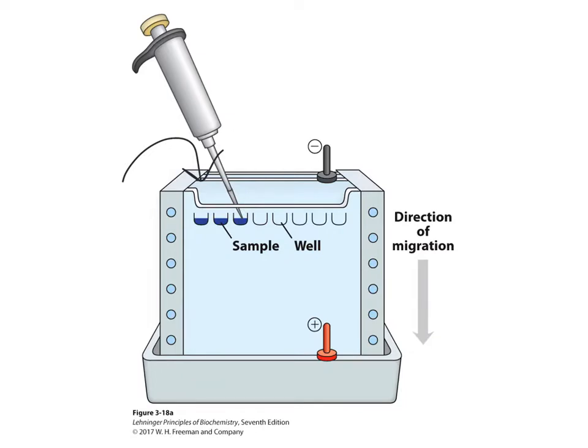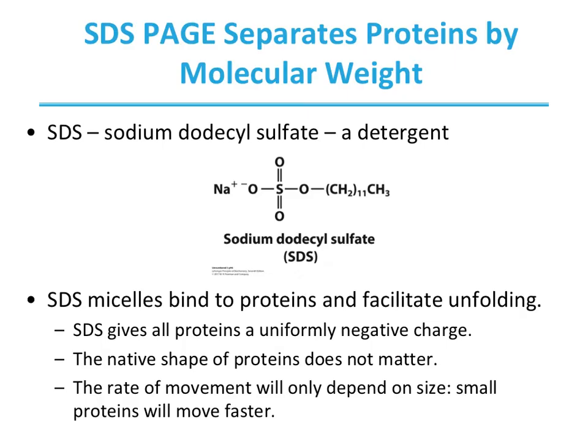And typically the pH is adjusted so that the proteins will have a negative charge and move in the direction of the positively charged electrode. In one form of polyacrylamide gel electrophoresis, the detergent sodium dodecyl sulfate, shown here, is added to the protein solution. It will denature proteins, and the proteins will unfold.